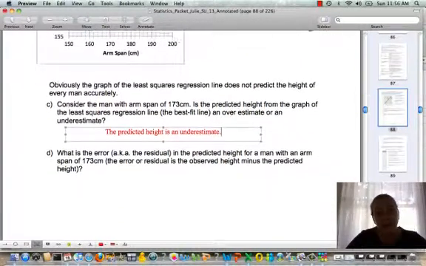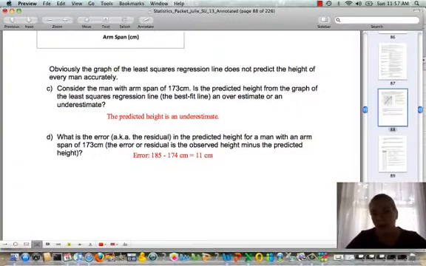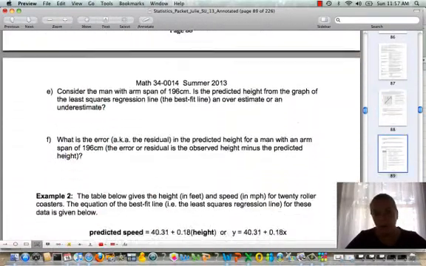So now we want to go ahead and calculate the error, otherwise known as the residual, in the predicted height for a man with the arm span of 173 centimeters. So the error is the observed height, 185, subtract the predicted height, 174 centimeters, and our answer is 11 centimeters for the error. Let's go ahead to the next page and look at our other observation.